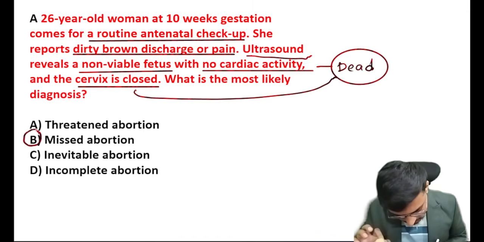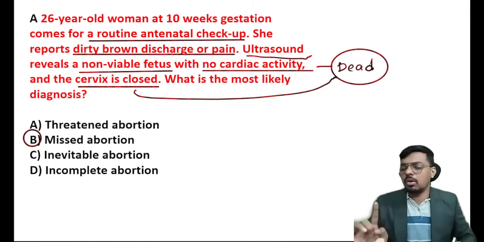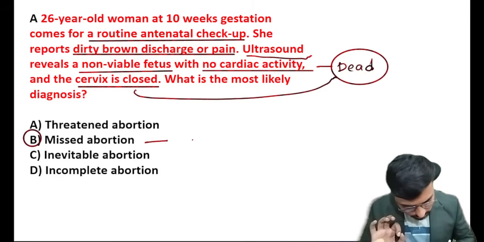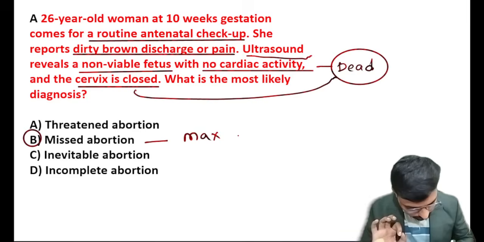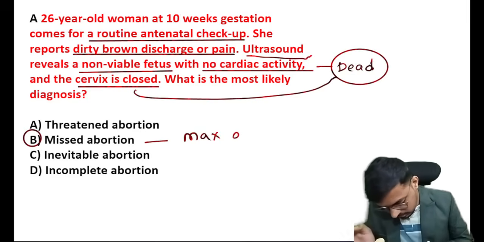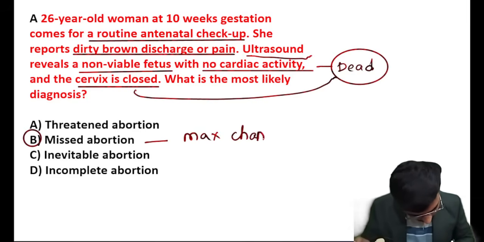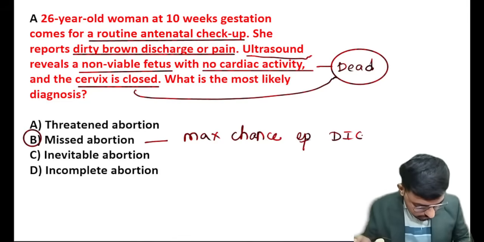What happens in the missed abortion? Remember, it is the only abortion where the dirty brown color discharge will come. And in the missed abortion, the maximum chance of disseminated intravascular coagulopathy will be there.